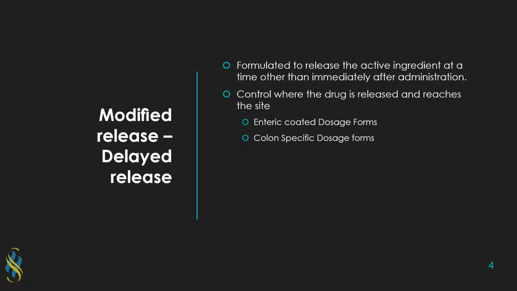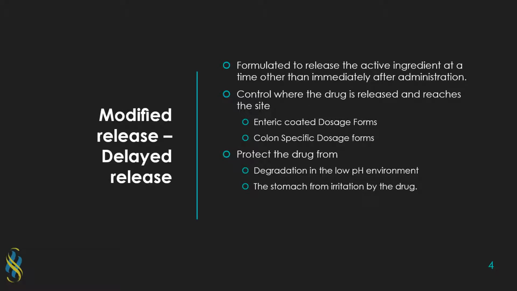Delayed release systems can be used to protect the drugs from degradation in the low pH environment of the stomach, or to protect the stomach from the irritation by the drug. In these cases, drug release should be delayed until the dosage form has reached the small intestine. Often polymers are used to achieve the same. The dosage form, for example a tablet or the granule before tableting, can be coated with a suitable polymer, or a tablet can be coated with a suitable polymer in order to convert it into an enteric coated form.